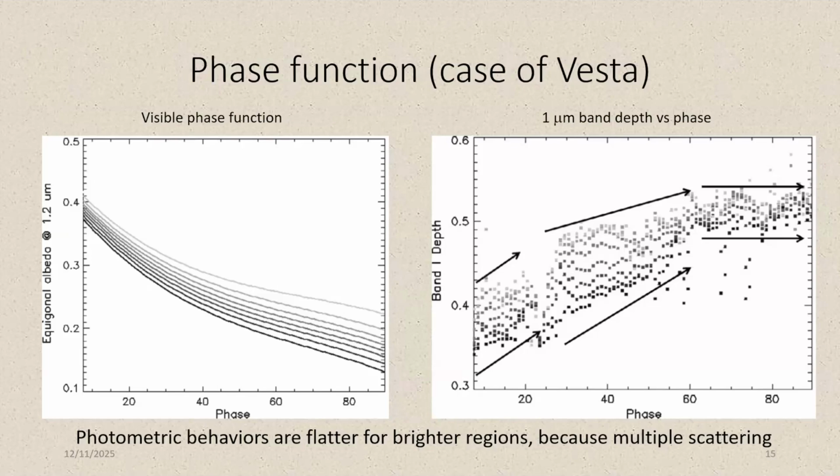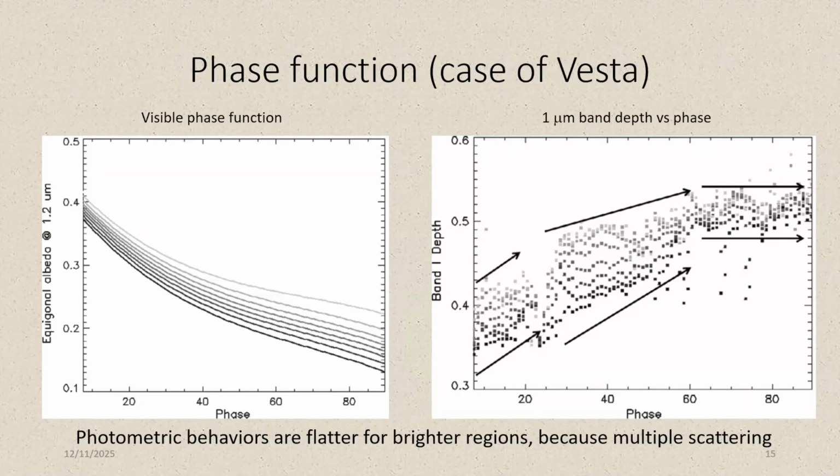In the equigonal albedo families, we model the behavior of reflectance, but also of other spectral parameters, such as band depth and spectral slope. This is the case of Vesta, and we can see that in brighter regions, the phase function is flatter than in dark regions. The same is observed for band depth.